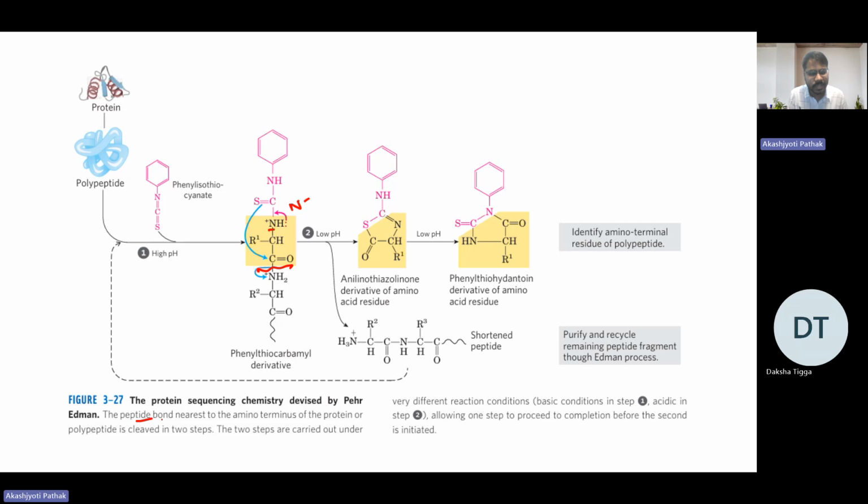So you can read this. The peptide bond nearest to the amino terminus of the protein or polypeptide is cleaved in two steps. So first, in the first step, what is done? A basic condition is applied.